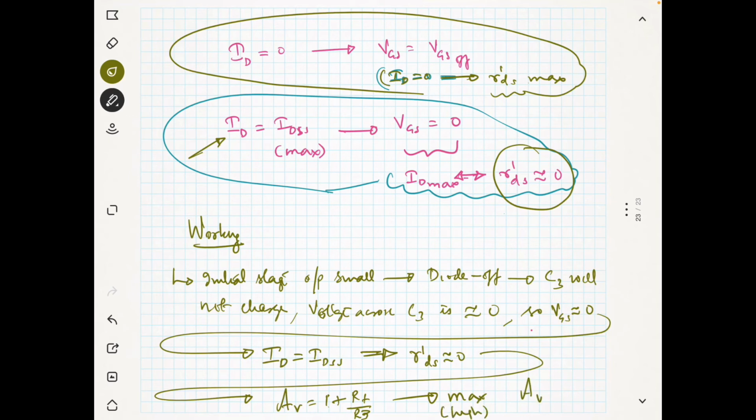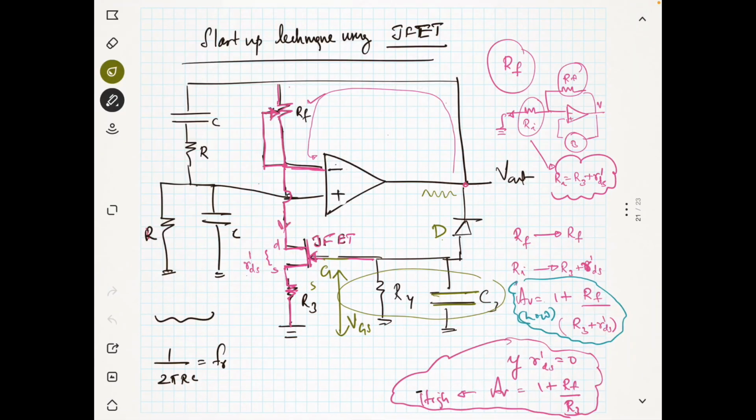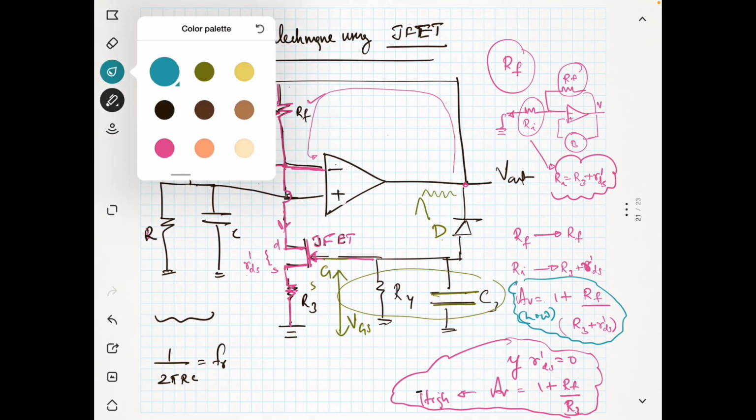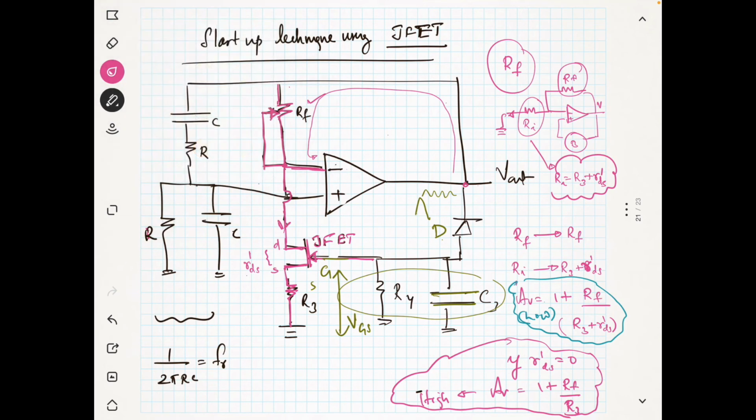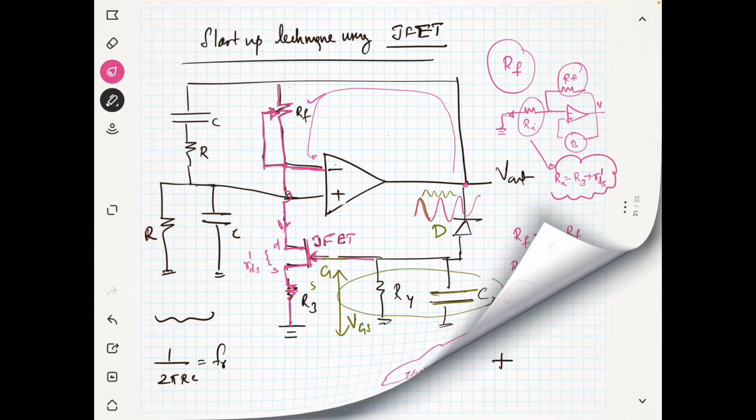That means the gain will be high. When the gain is high, AV into B will be greater than 1. That's it. So when AV into B is greater than 1, automatically the output will start increasing. When the output starts increasing, what will happen?